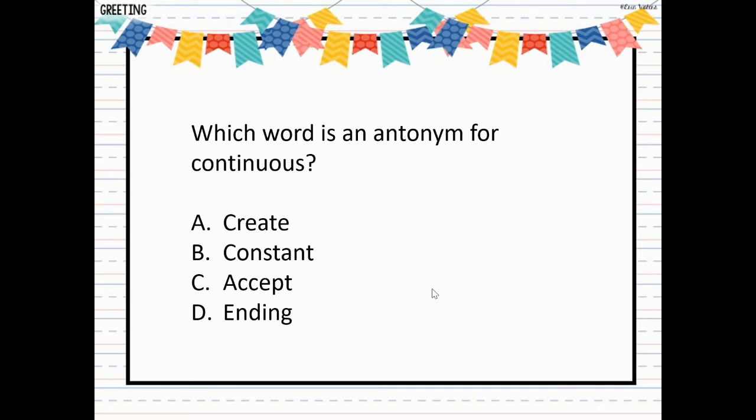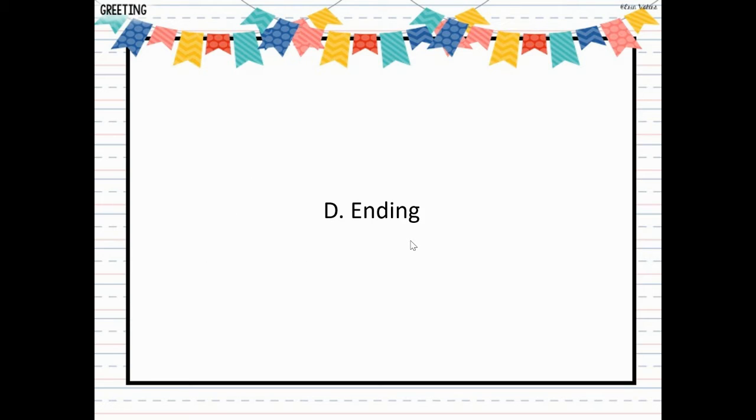Which word is an antonym for continuous? Antonym is the opposite. So antonym for continuous. Is it create, constant, accept, or ending? Antonym for continuous is ending. Remember, continuous means to go on and on forever. So the opposite would be to have an end.